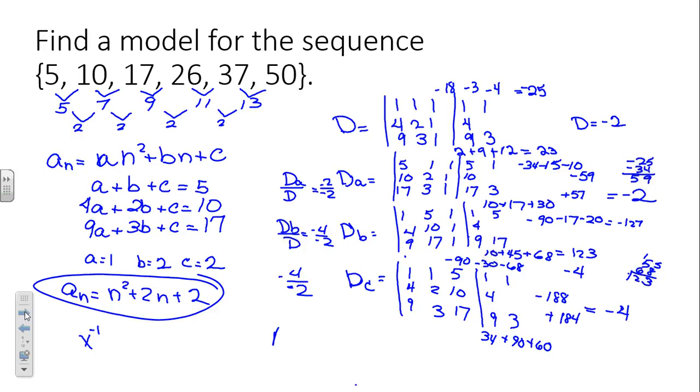You take the A inverse, where A is the 3 by 3. Take that, find the inverse, and then take that times your B, which is your 3 by 1. Your 3 by 1 has your answers in it, 5, 10, and 17.